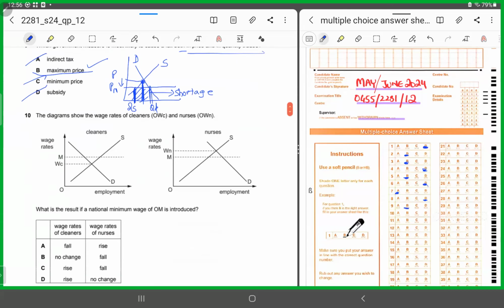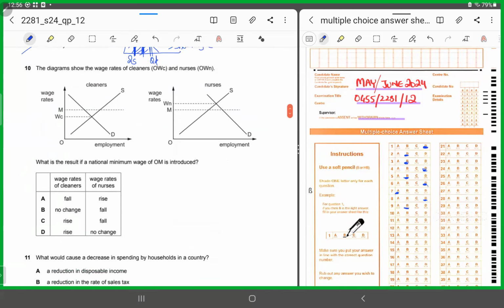Number 10. The number 10 is a question which was repeated. It has come in the past as well. However, the students got a little confused. Why? Because probably the ER gave another answer, but in the marking scheme, probably there was an error in the answer. So some candidates got confused about the answer. However, it's easy. It's again referring to the concept of the minimum wages. Now let's look at the diagrams.